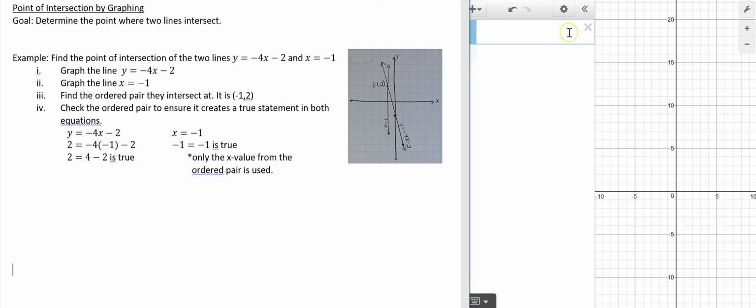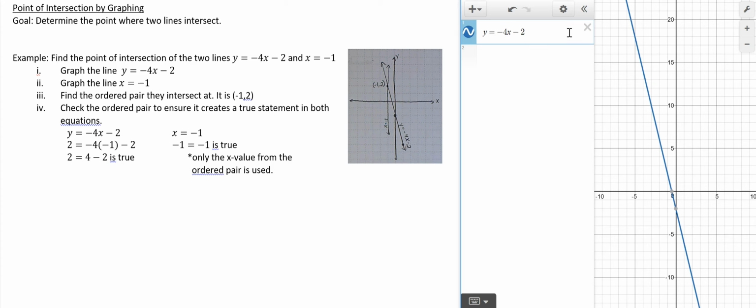Another way that we can do this is with an online technology called Desmos.com, and I use the graphing tool. So I have the grapher up on the right-hand side of the screen. I can type in y equals negative 4x minus 2, and you'll see that it's a blue line on the screen. Hit enter and move on to the next one. Type in x equals negative 1, and it provides the green vertical line.